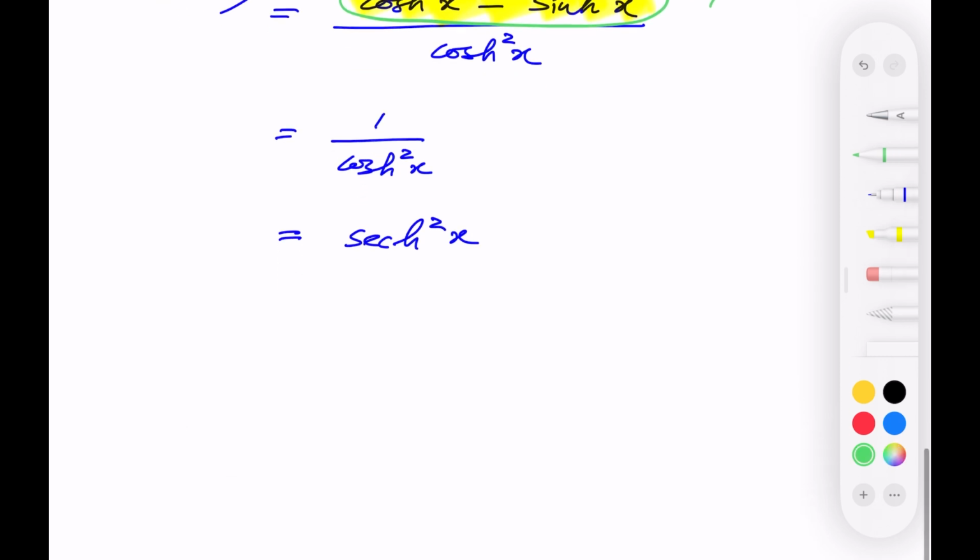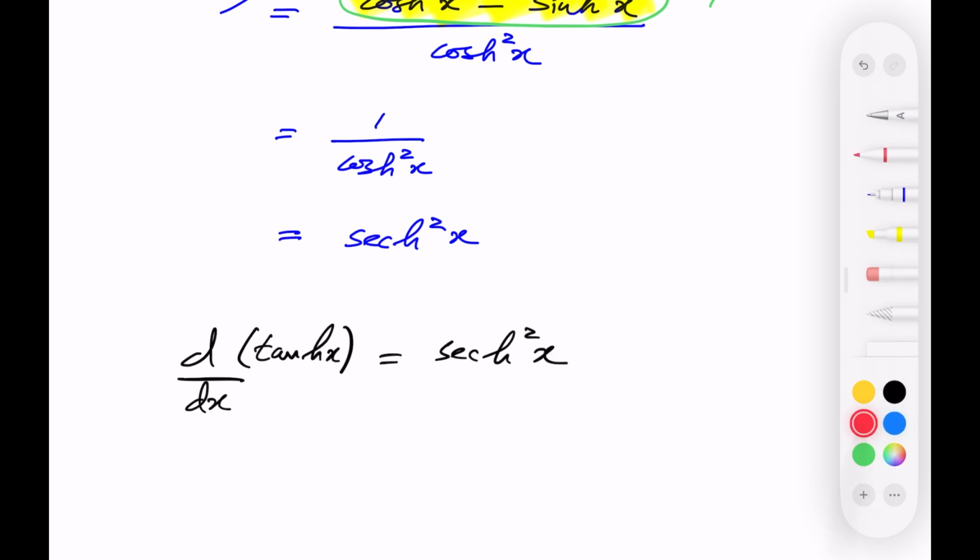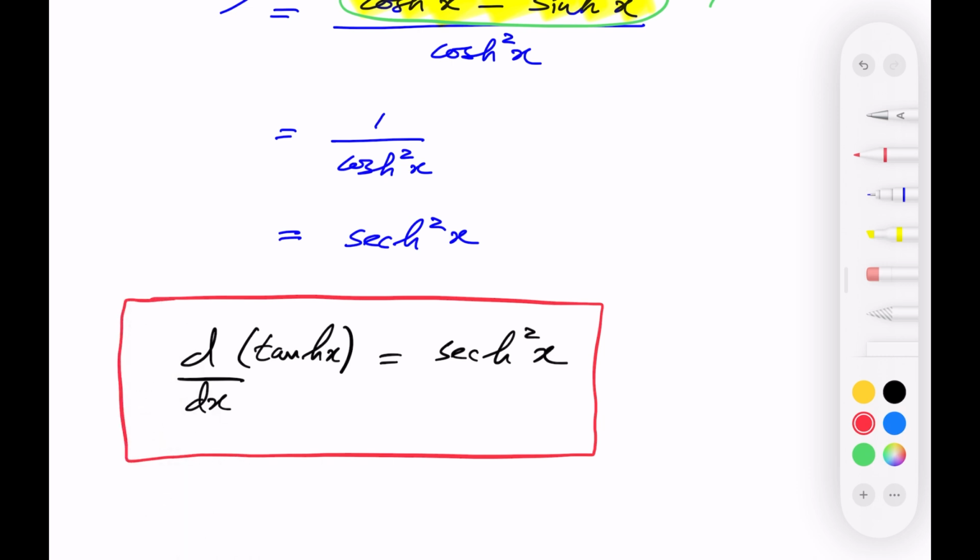Let me write down that result. If you differentiate hyperbolic tangent x, tanh x, with respect to x, you get sech squared x, hyperbolic secant squared x. Please note that for the first 3 hyperbolic functions, hyperbolic sine x, hyperbolic cosine x, and hyperbolic tangent x, if you differentiate any of these functions with respect to x, your answer is positive.